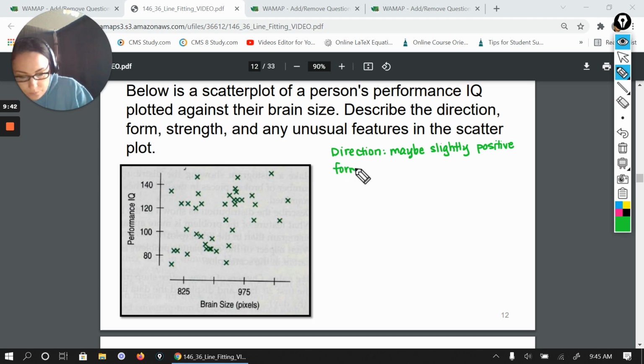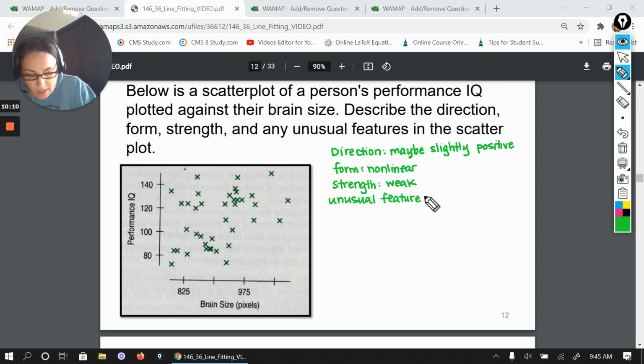The form, I would say that the form is nonlinear. I don't see this data following a straight line. Strength, I don't see it following any type of line, so I would say very weak. Unusual features. I don't see any evidence of outliers. I wouldn't know how to tell one anyway because everything's so scattered, so I don't know.